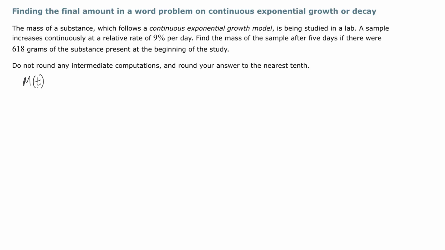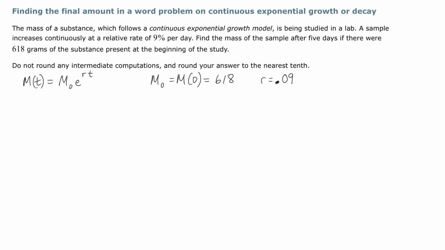Now, it's an exponential growth model, so that means it's going to equal m sub naught multiplied by base e raised to the r, the rate of growth, multiplied by time. Now we're also given m sub 0, which is m of 0. M of 0 is equal to 618. We're also given the growth rate, r, is 9%. We just got to write that as a decimal. So write it as 9/100ths.